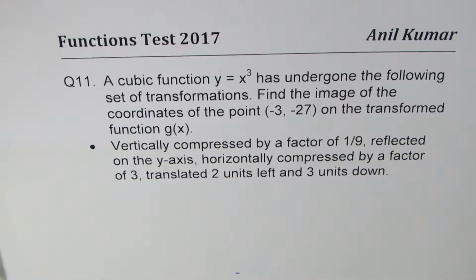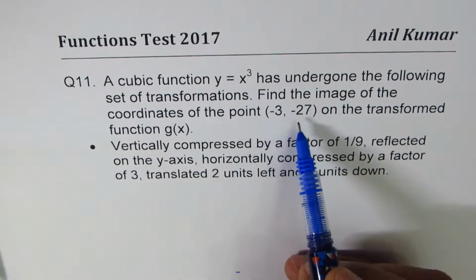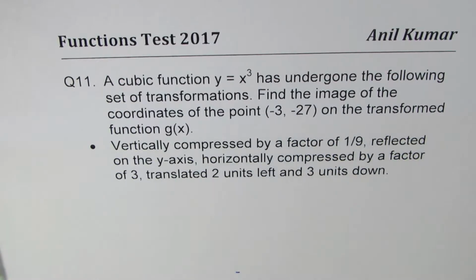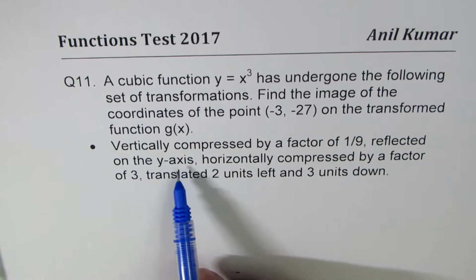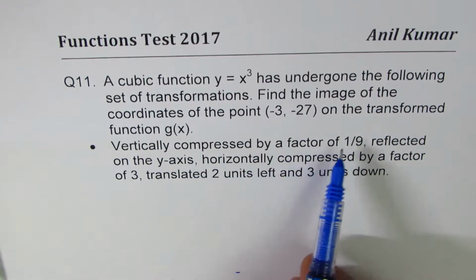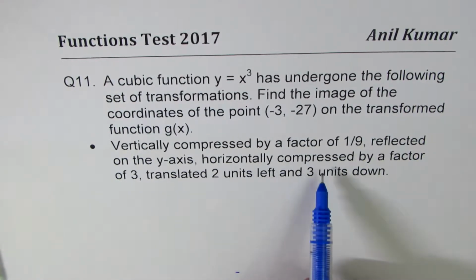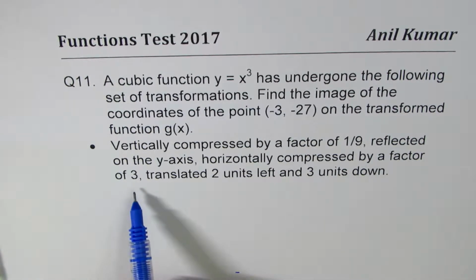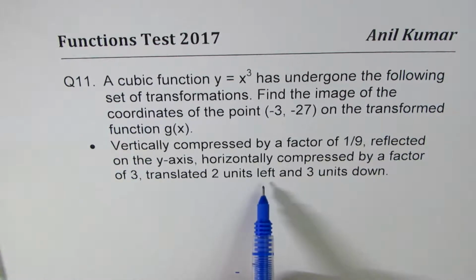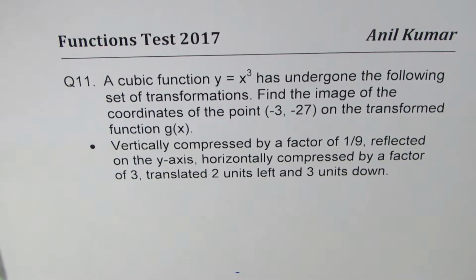Question number 11. A cubic function y equals x cubed has undergone the following set of transformations. Find the image of the coordinate point (-3, -27) on the transformed function g of x. The transformation is vertically compressed by a factor of 1 over 9, reflected on the y-axis, horizontally compressed by a factor of 3, translated 3 units left and 3 units down.